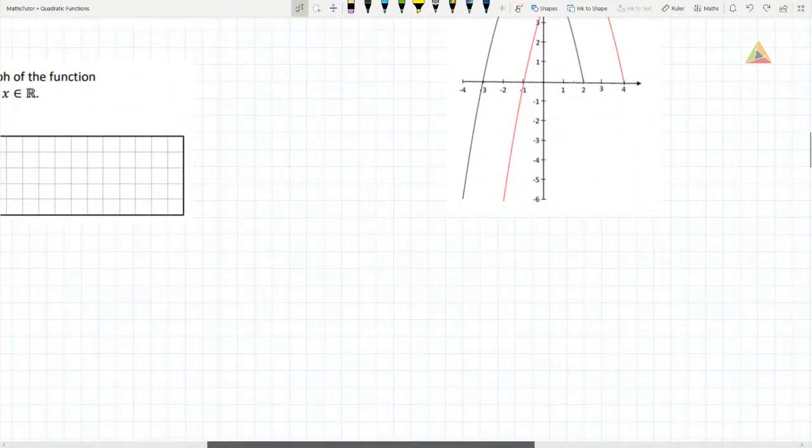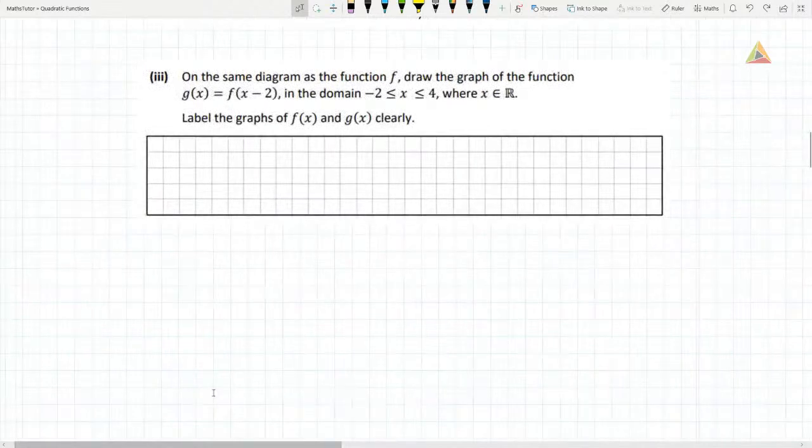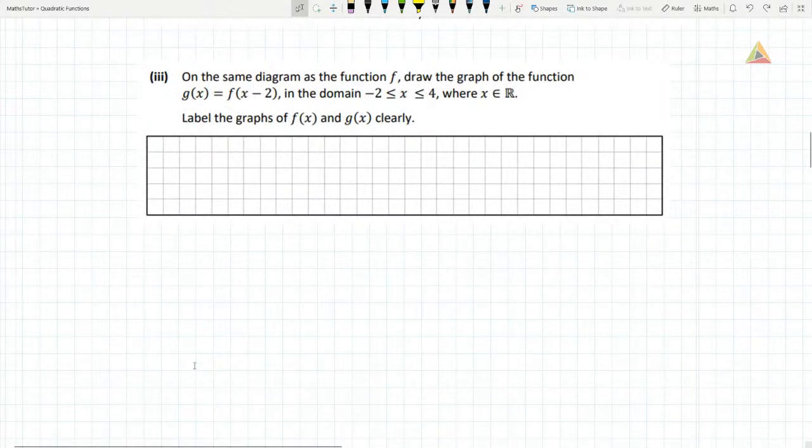The next part of this question then asks me something a little bit different. So this time it says, on the same diagram as the function f, draw the graph of the function g(x), which is equal to f(x) - 2 in the domain -2 ≤ x ≤ 4, where x is a real number, and label the graphs of f(x) and g(x) clearly.